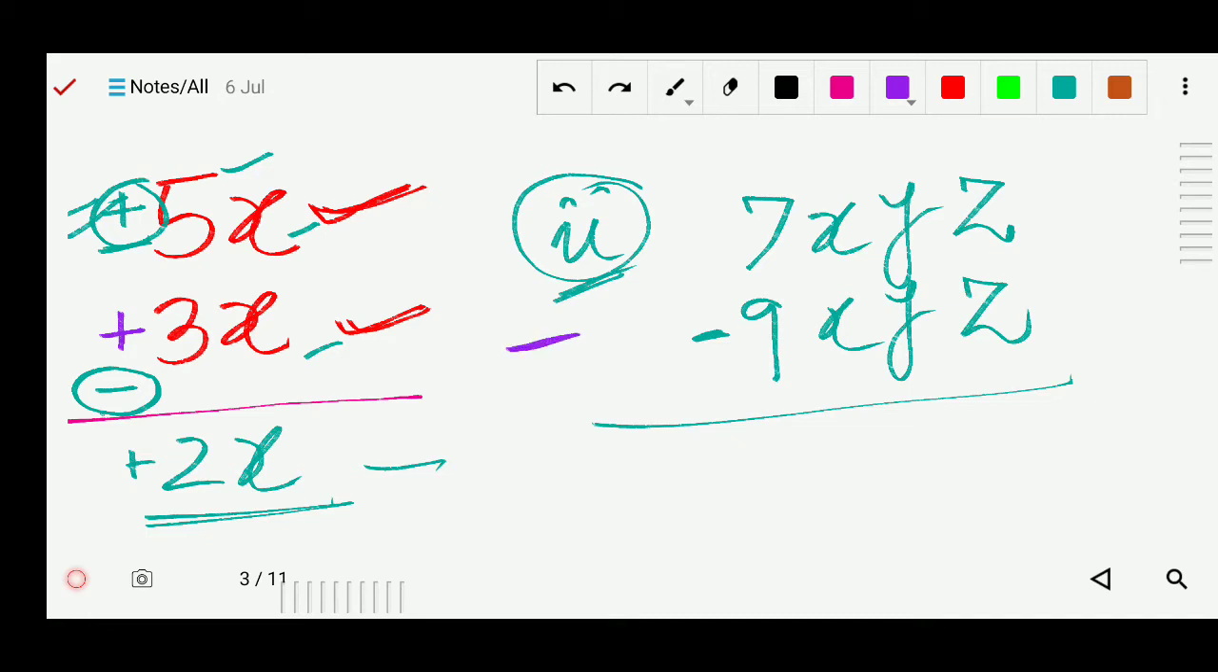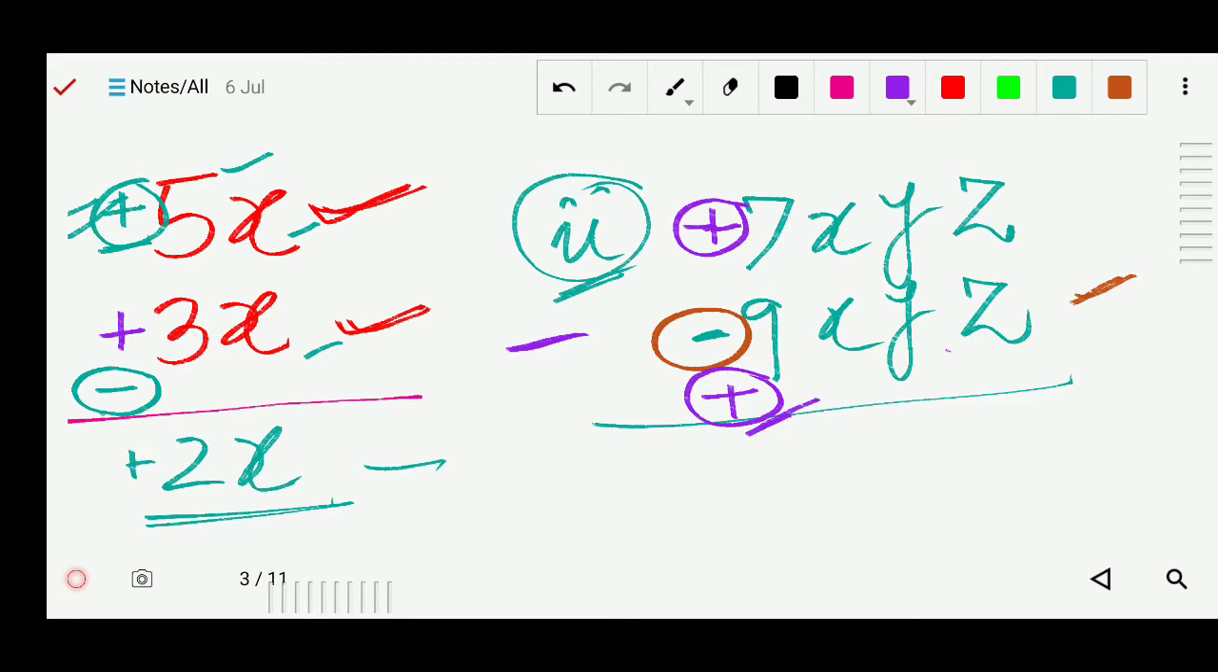Now we have to subtract, so when we subtract, we know that we have to change the sign of the subtrahend. So here this part is your subtrahend, its sign we will change. If there is no sign, then it is a plus sign, so make it minus. So here it is already given minus, so this minus sign became plus. Now this 9xyz became plus 9xyz.